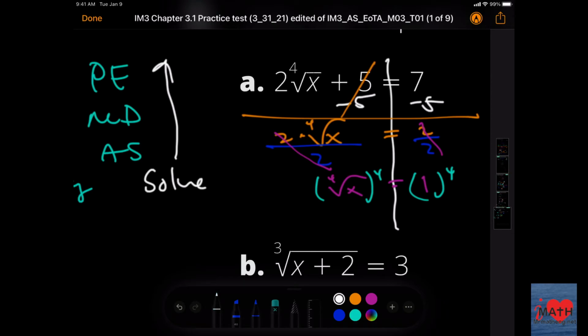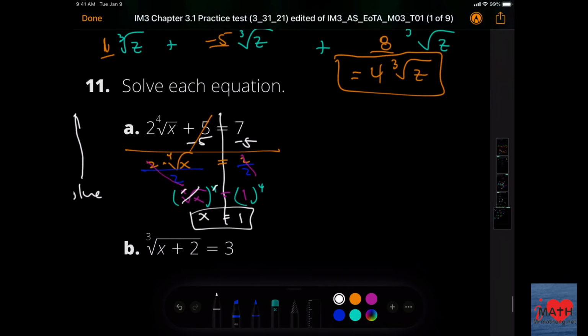So you will get, this cancels, cancels, cancels. You're left with x equals 1 times 1 times 1 times 1, which is 1. Okay, check your answer.